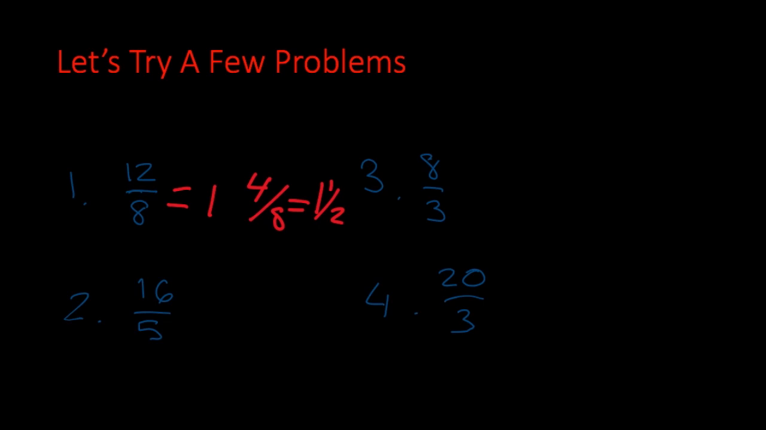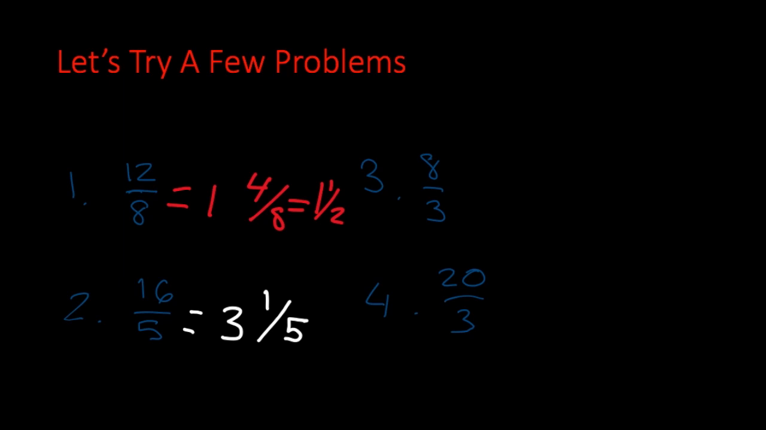Same thing. So 5 can go into 16. Well, 5 times 3 equals 15. That can get us closer. So 15 is 1 away from 16. So with the remainder of 1 and the denominator staying the same, our answer would be 3 and 1/5.